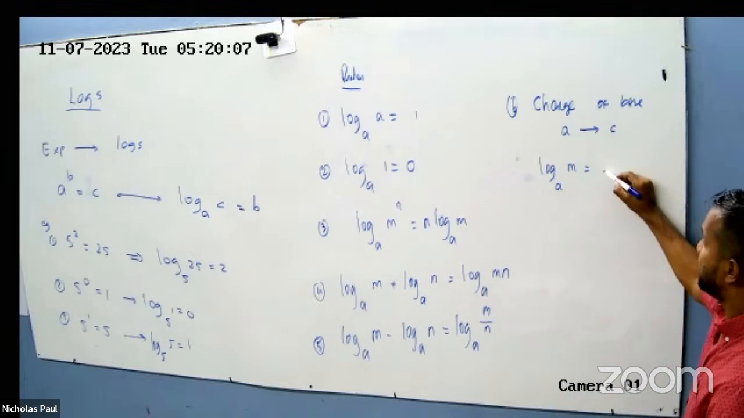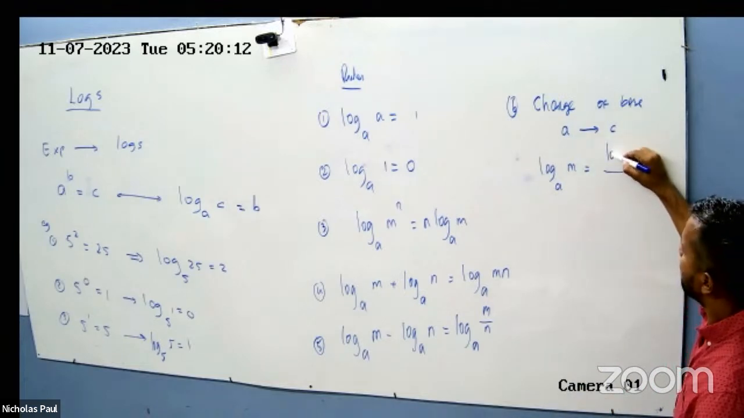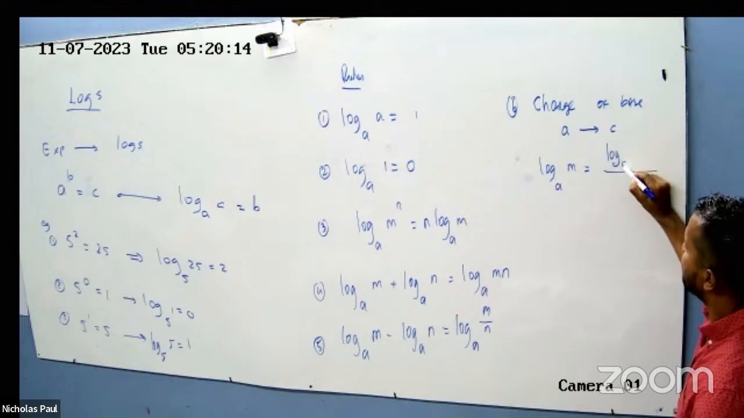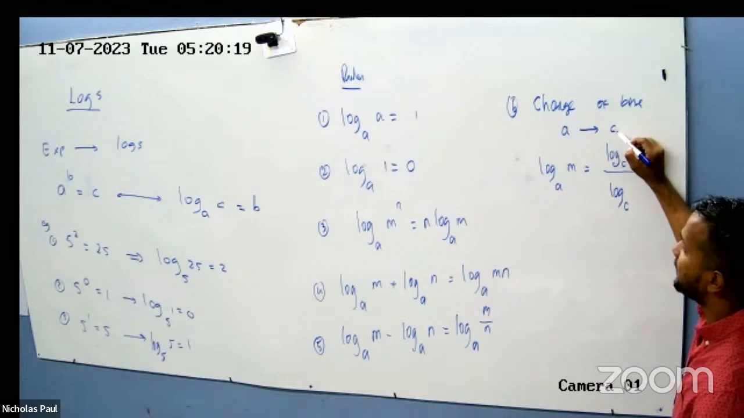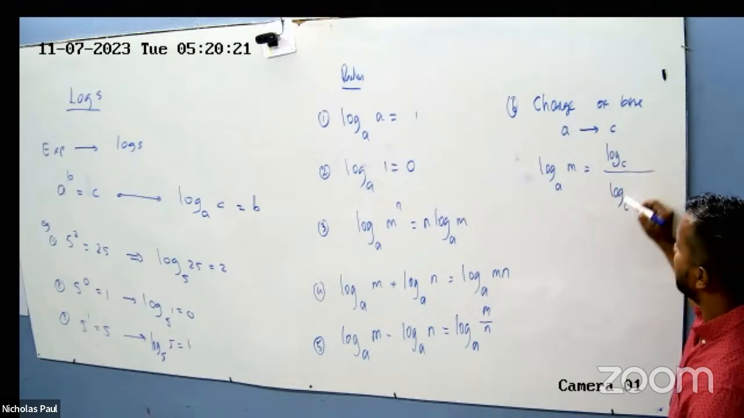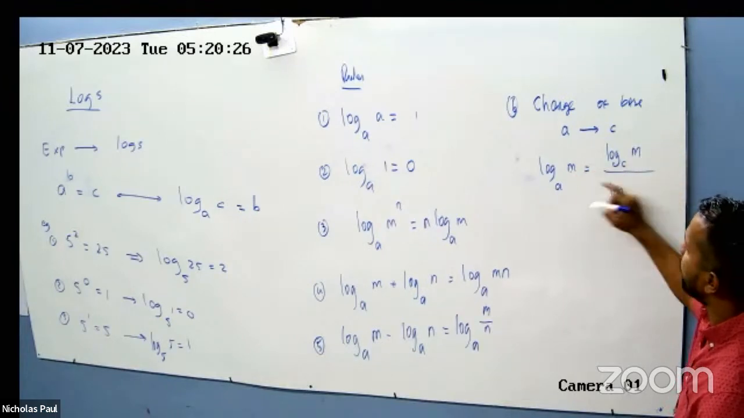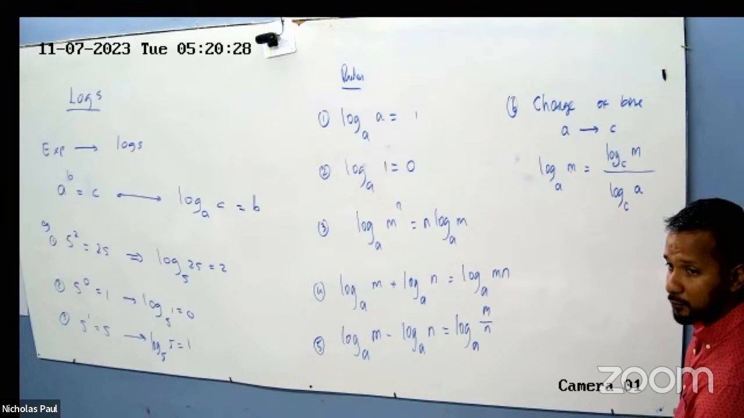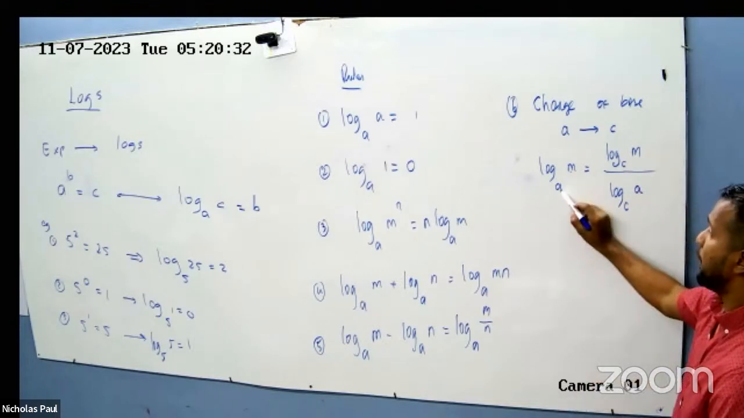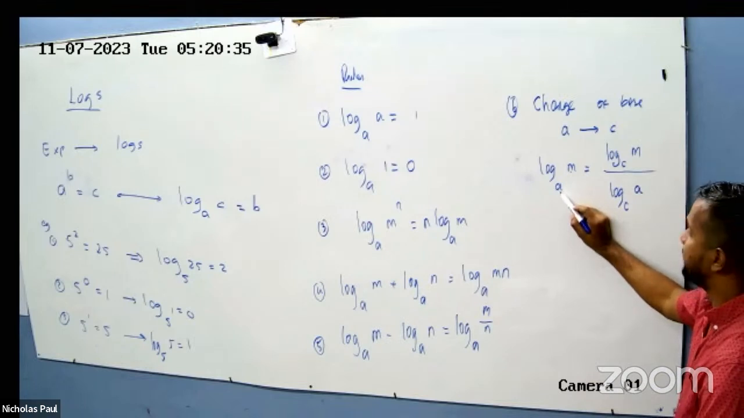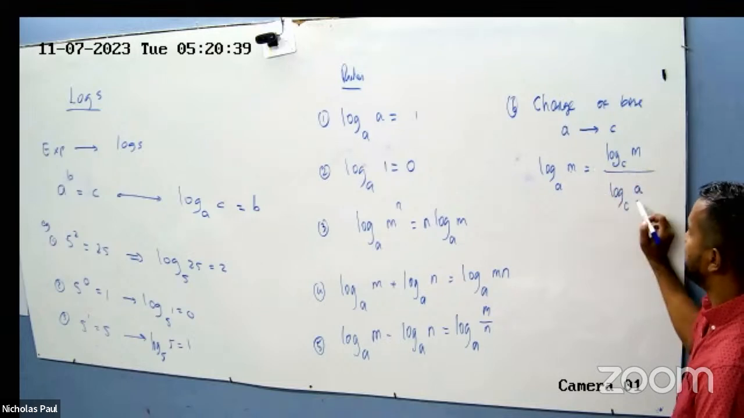Watch this here. If you have to change the base from base A to base C, it becomes log to the base C, log to the base C, right? I'm changing to the base C, so I'm taking out A and putting C. What goes here is the whole number. What goes here is the whole base. So you want to convert log A to the base C. You put the C and the C here, whole number here, whole base here.